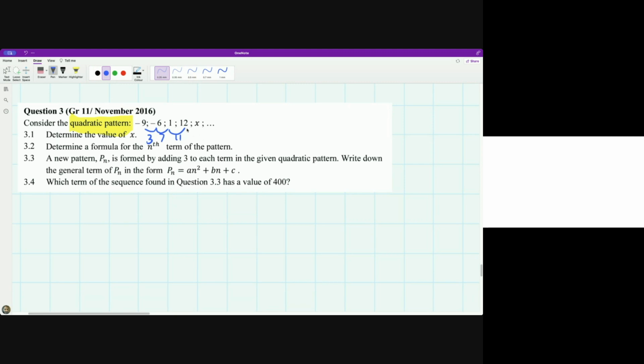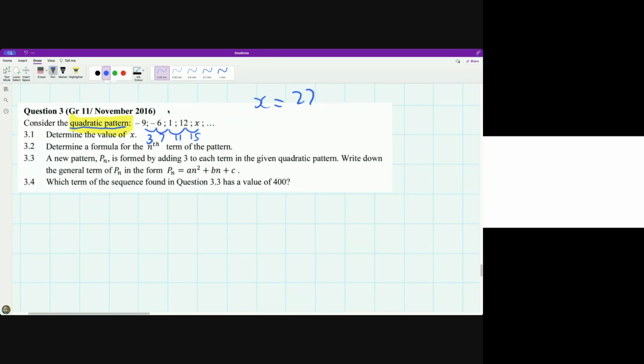So what is it going to go up by to get to x? I think it's going to go up by 15. So what is x going to be? You see how I'm using the first differences? I know it's a quadratic pattern, and I'm looking, and it's going up by a certain amount each time. So what does the x have to be? I think I have to add 12 plus 15, which gives me 27. Sorry, not that, x should be 27.